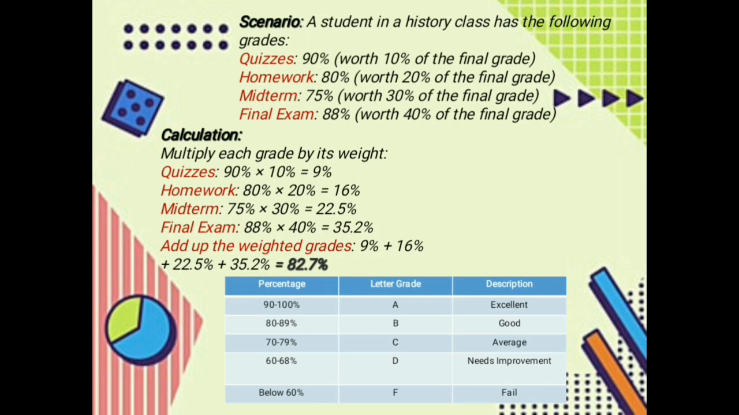So in calculation, multiply each grade by its weight. Sa quizzes, we have to multiply 90% times 10% of the final grade, which is equals to 9%. So nakakuha siya ng 9% dun sa quizzes. Sa homework naman, 80% times 20% is equals to 16%. Then sa midterm, 75% times 30% of the final grade is equals to 22.5%. And sa final exam naman, 88% times 40% is equals to 35.2%.